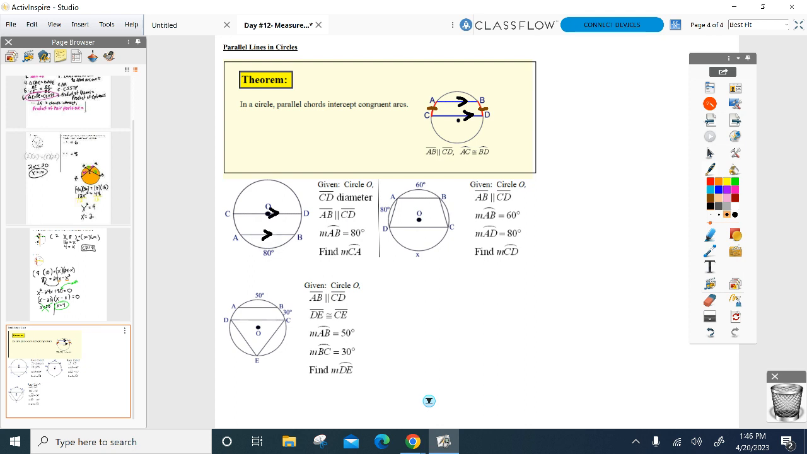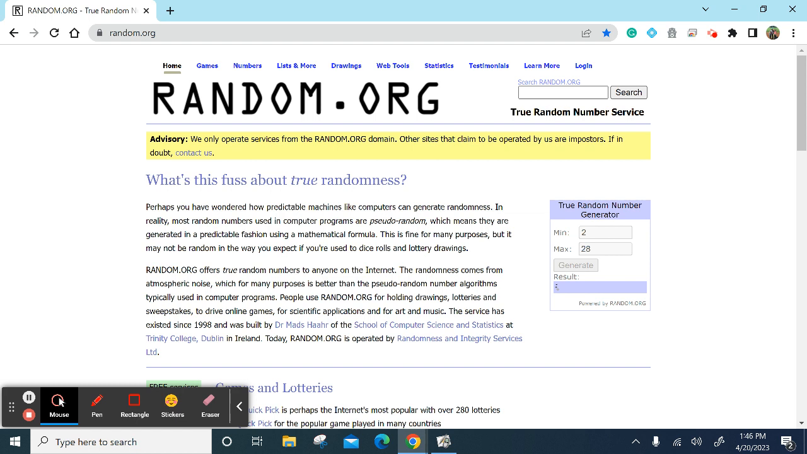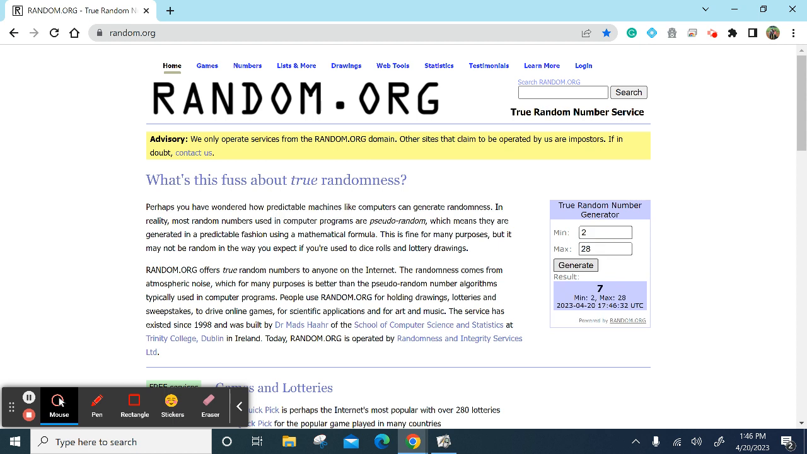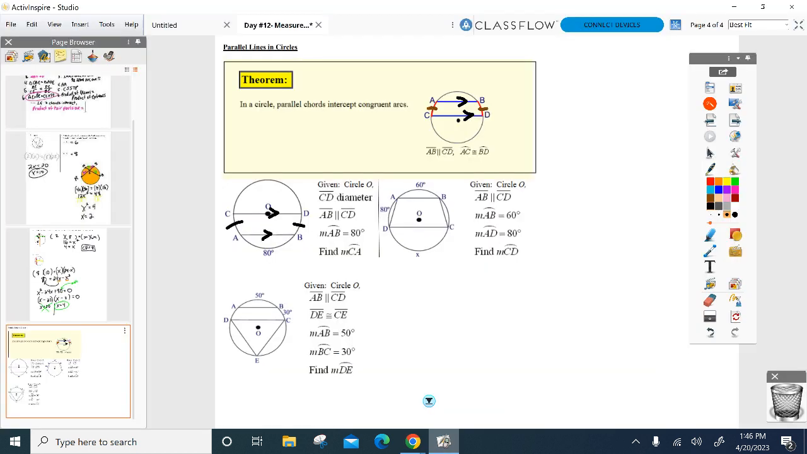Using my new theorem, what is now true? CA and DB, same measure, Claire. Good. Okay, so I know they have the same measure. Let's keep looking at this diagram. What is COD in this diagram? A diameter, which breaks the circle into 2 semicircles.